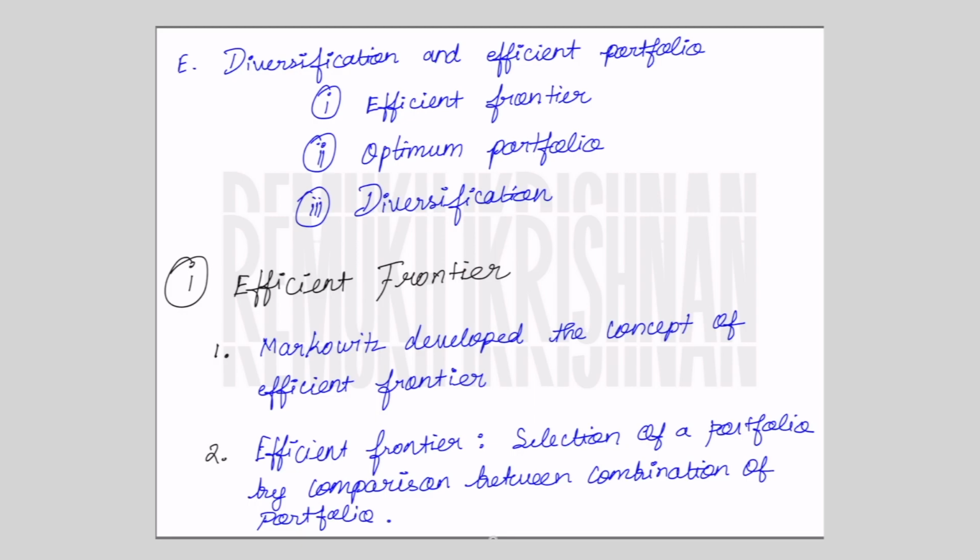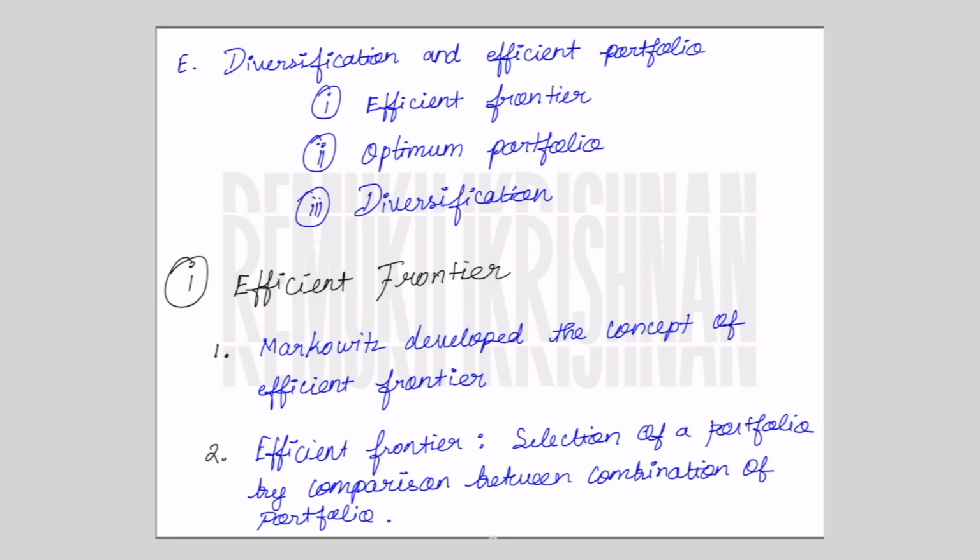So Markowitz developed the concept of the efficient frontier. The conclusion of this theory gave us the solution for how one should pick the portfolio, with the help of an efficient frontier. So what is an efficient frontier? It is a selection of a portfolio by comparison between combinations of portfolios.